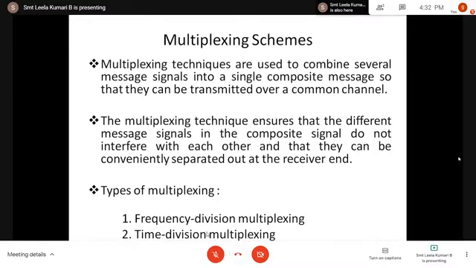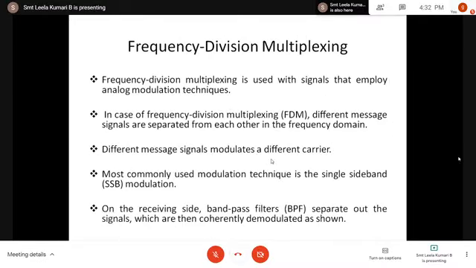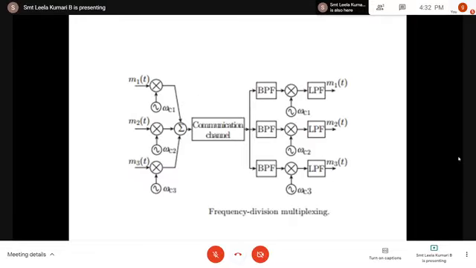Let us see the frequency division multiplexing. In frequency division multiplexing, different message signals are separated from each other in the frequency domain. This is the frequency division multiplexing circuit. Here the three message signals, M1 of t, M2 of t and M3 of t, modulate different carriers, omega C1, omega C2 and omega C3. And here the most commonly used modulation technique is SSB, single sideband modulation.